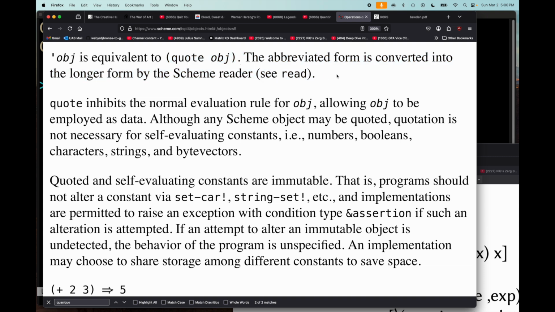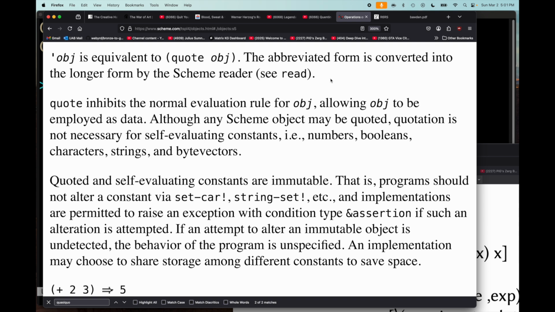See read. So there's a procedure called read that can be used to read things, you can read from a file or a stream or whatever. So there's something called a reader. And in some versions of Lisp, there are things called reader macros.